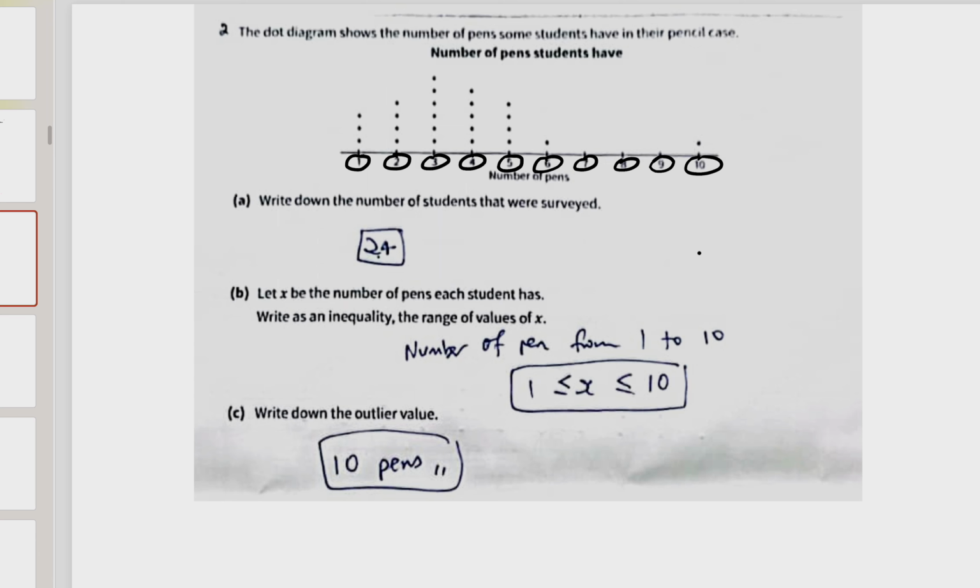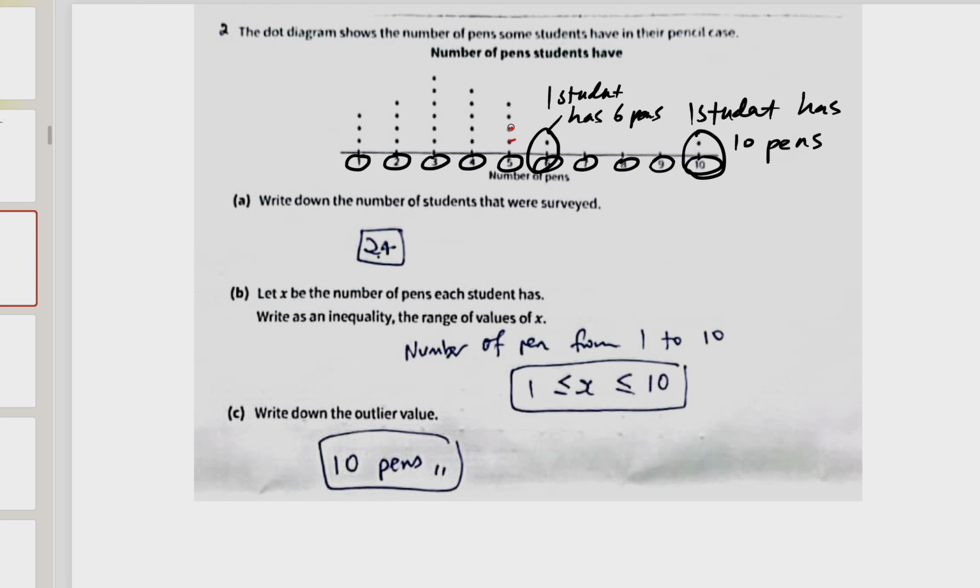So now you go around and ask, hey, the first student, how many pens do you have? The person says 10 pens. Then you put a dot here. Then you ask another student, how many pens do you have? I have 6 pens. So how you read this is one student has 10 pens. Then this one is also one student has 6 pens.